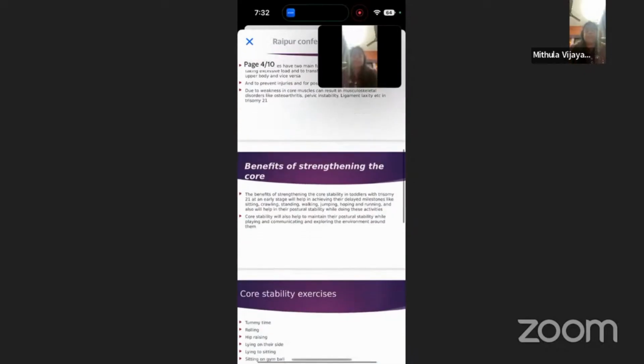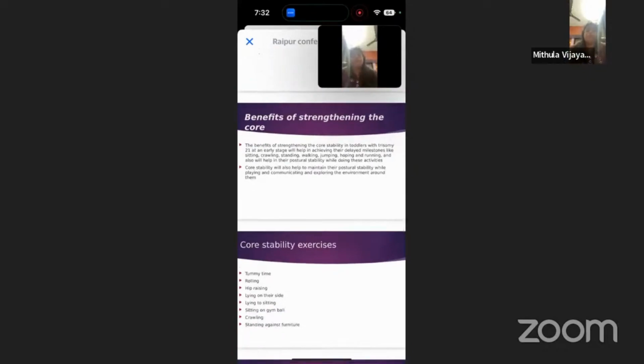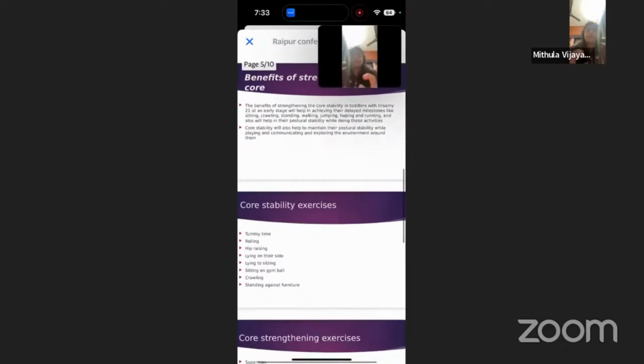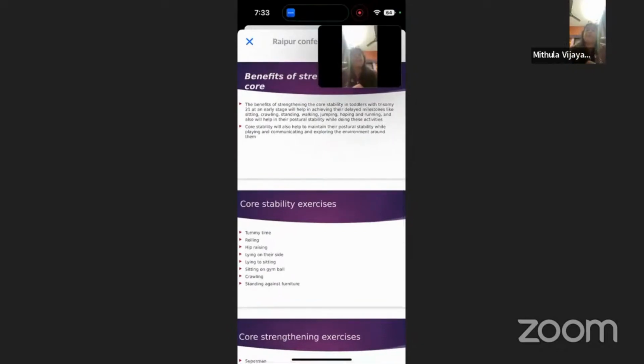And the benefits of strengthening the core. Strengthening core stability in toddlers with trisomy 21 at an early stage will help in achieving their delayed milestones from neck control till they start walking, jumping, running, etc. Core stability will also help to maintain postural stability while playing, communicating and exploring the environment around them.